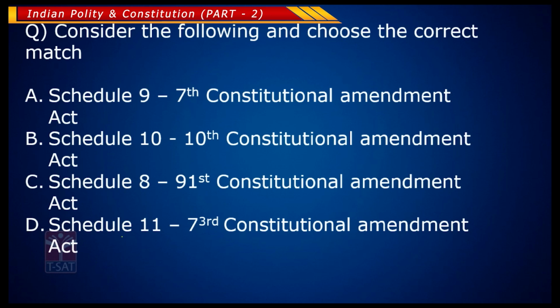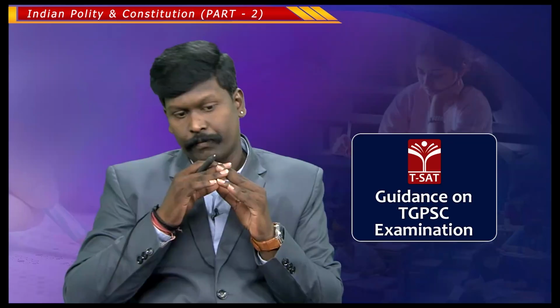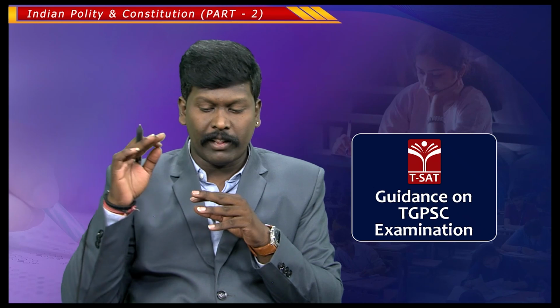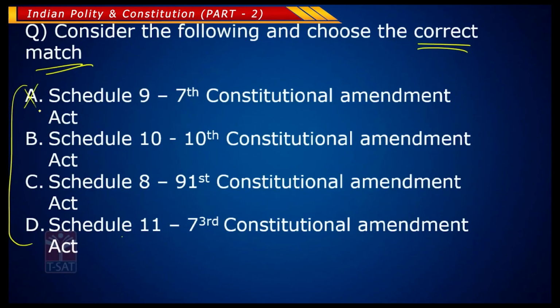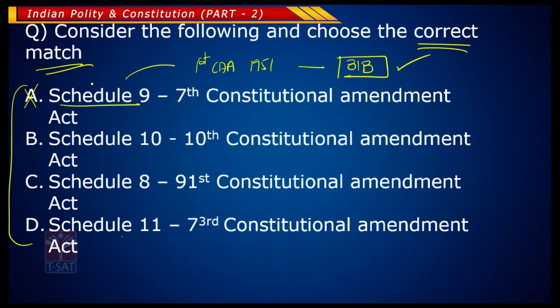This is very, very important. Consider the following and choose the correct match. See, we have 4 options, 3 are incorrect and 1 is correct. It is all about schedules. Schedule 9, 7th Constitutional Amendment Act, wrong, because Schedule 9 was added by the 1st Constitutional Amendment Act 1951, linked to Article 31B. And Schedule 9 talks about land reforms and judicial review.